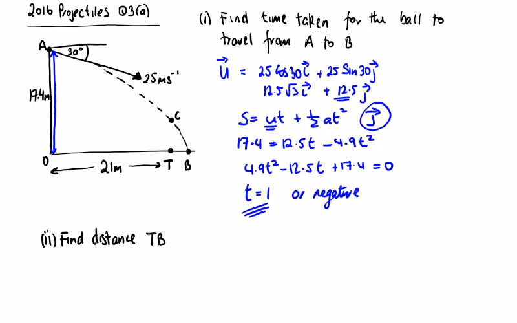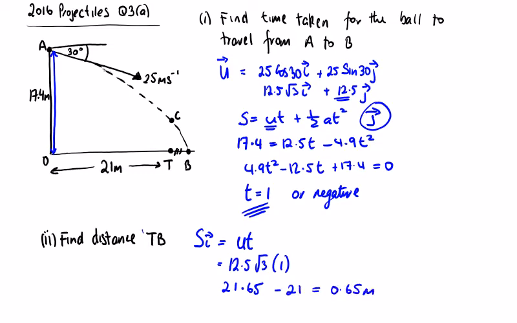Part 2, we're asked to find the distance TB, this little distance in here. Well, we know the distance OT is 21, so we get the distance OB, which is s of x, or s of i. We use an i here. So the distance traveled in the i direction is just ut, no acceleration. So we're going to have 12.5 root 3 times 1. Pretty straightforward enough, this part. So that's just going to be 21.65. So minus 21 is equal to 0.65 meters. So straightforward enough for the distance TB.